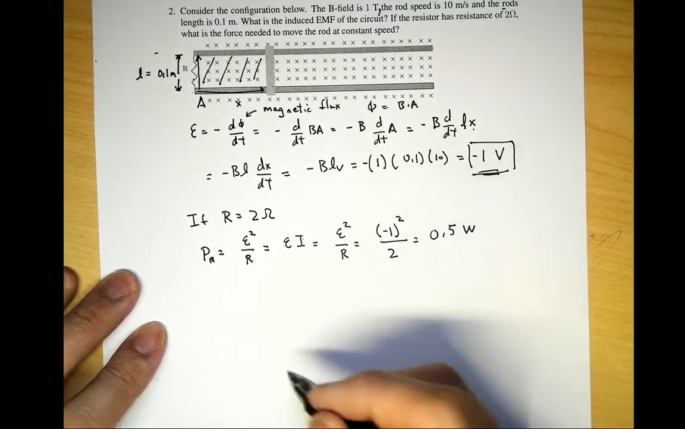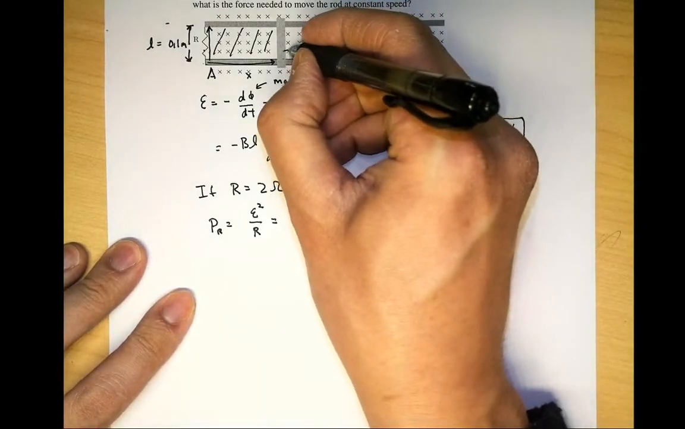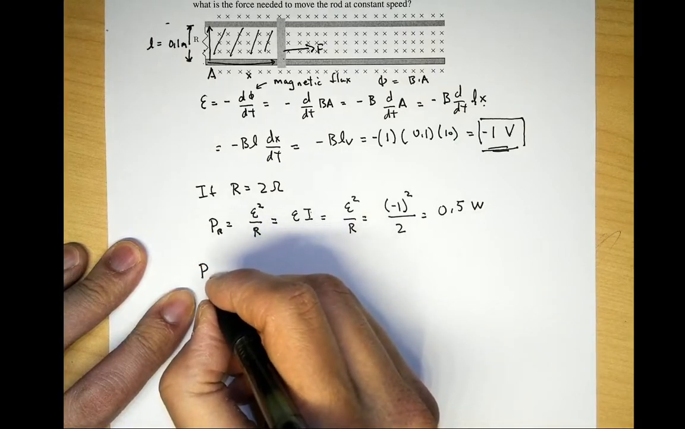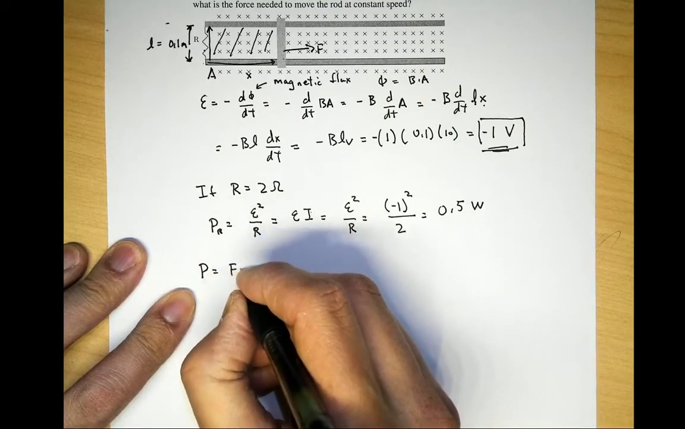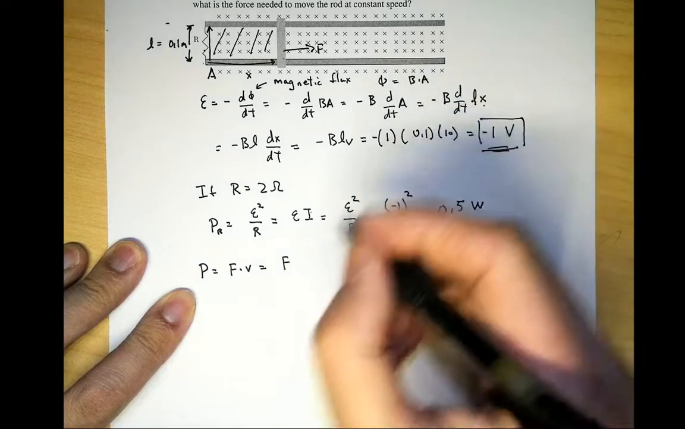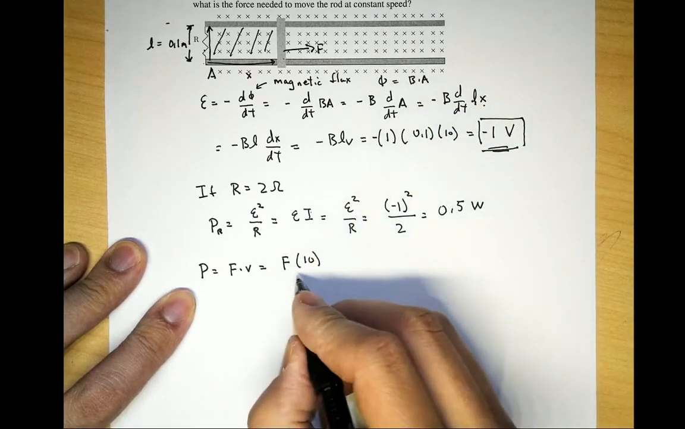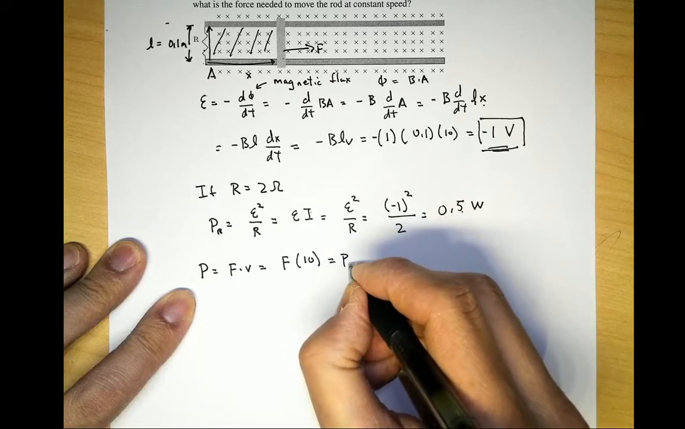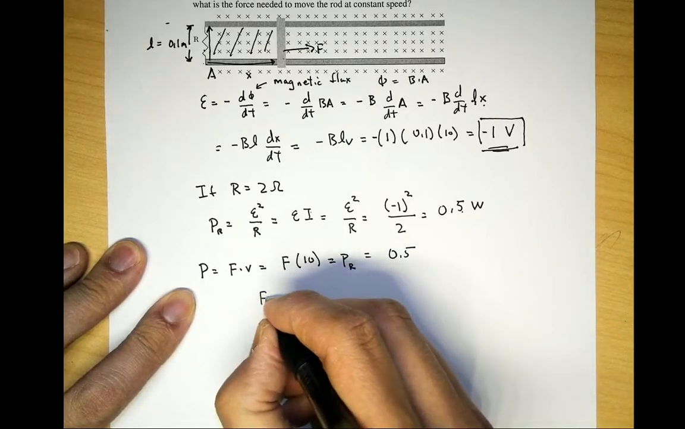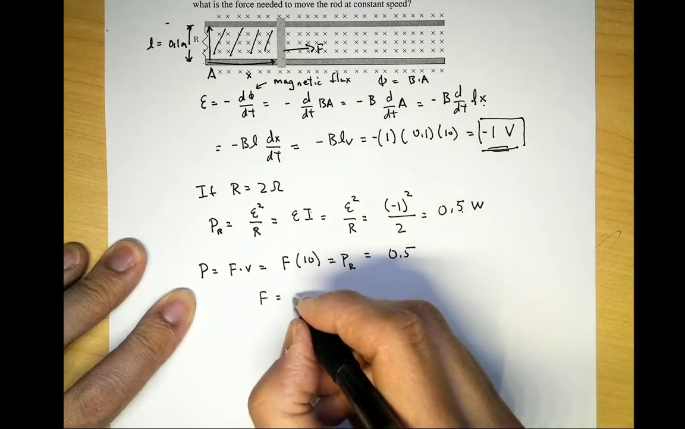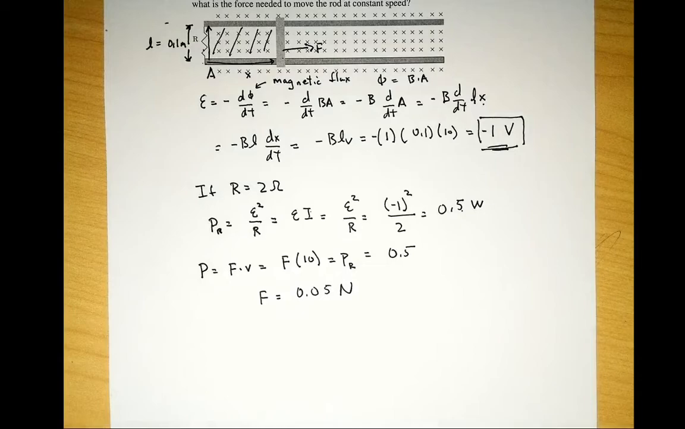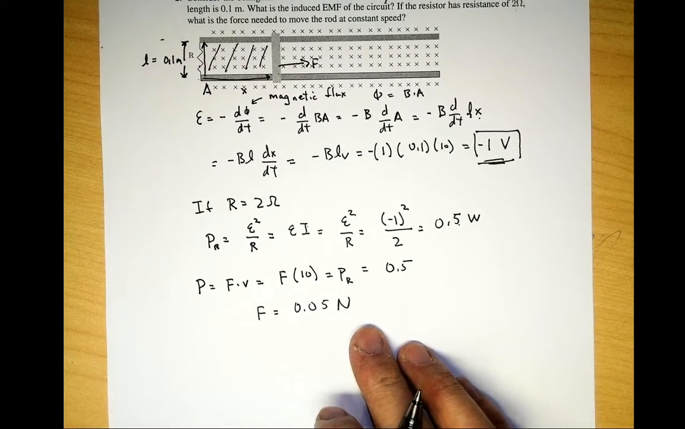Once we have that, we will now know what the force is required in order to move this at a constant velocity. The power is equal to force times the velocity. What's the velocity? It's 10 meters per second, so that's 10. And this is equal to the power dissipated in the resistor, which is 0.5. So you can go right ahead and figure this out. Force is 0.5 divided by 10, that's 0.05 newtons. And that will be the force required to move this at constant velocity.